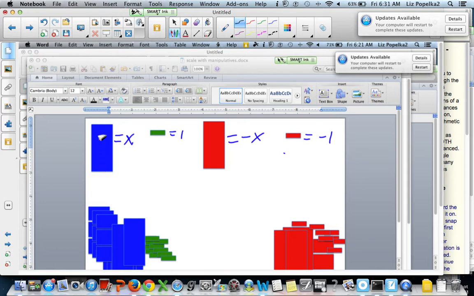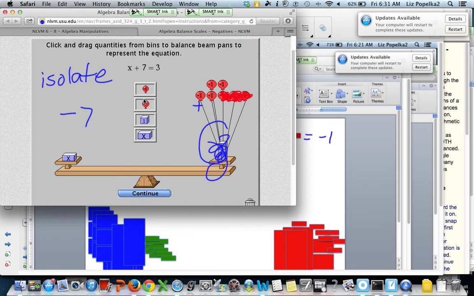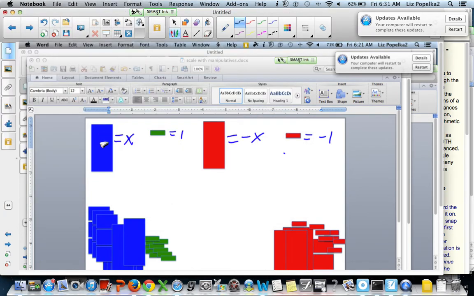So the blue strip, instead of the balloons and the little boxes like we had in our previous example, now we're just going to use the blue strips to represent an x. The red strips that are the same size as the blue strips represent a negative x. The green represents a positive 1. And the little tiny reds that are the same size as the green represent a negative 1.